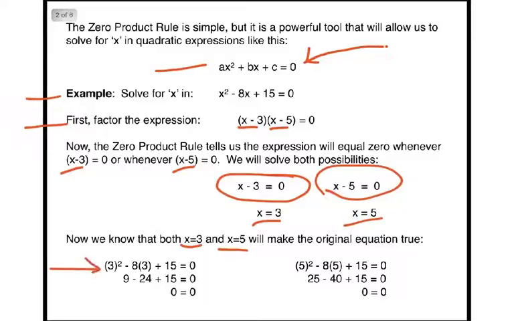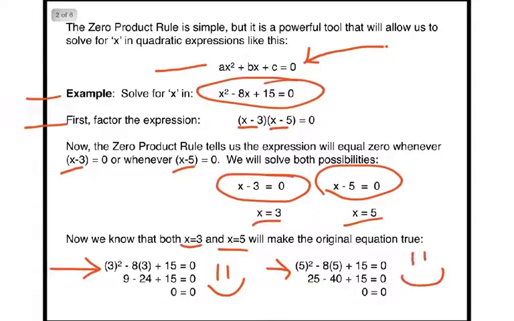Let's check. If I plug 3 into this equation for x, I get 3 squared minus 8 times 3 plus 15 equals 0, which simplifies to 9 minus 24 plus 15, which does in fact equal 0. It's true. Next, plug 5 into this equation. 5 squared minus 8 times 5 plus 15. That simplifies to 25 minus 40 plus 15, which also equals 0. So yes, we have in fact found the only two numbers in the universe that you can plug into this equation that will make it equal 0.